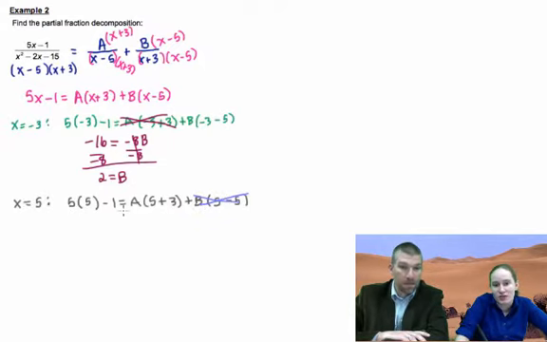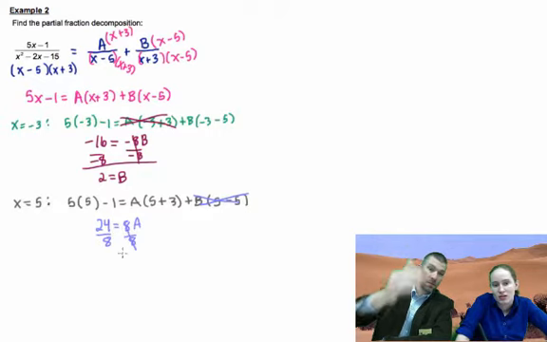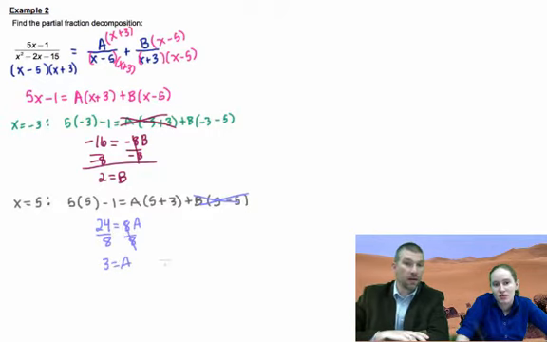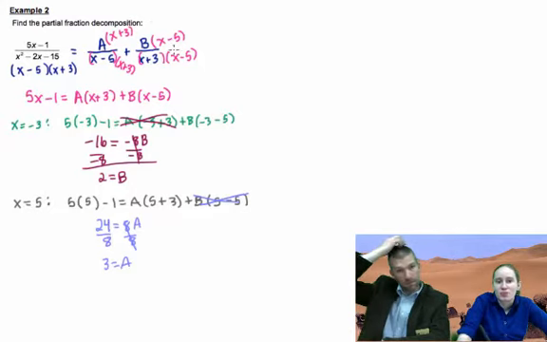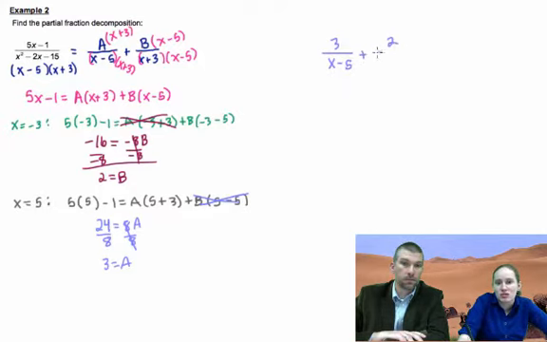5 times 5 is 25, minus 1 is 24. 5 plus 3 is 8, so that's 8A. And again, difficult pre-calculus problem, single step algebra 1 problem. So to write the answer now, we come back to what this was, but we fill in A and B. So A is 3, that's over x minus 5. B is 2, which is over x plus 3.